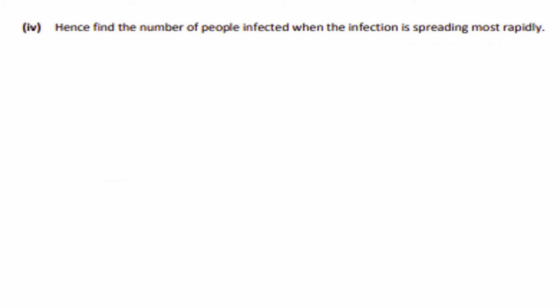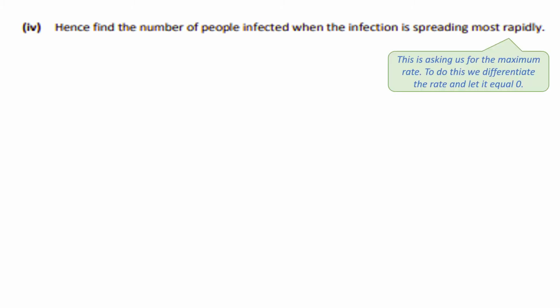Part 4, hence find the number of people infected when the infection is spreading most rapidly. This is a very, very tricky question. What they're asking us to do is to find where the rate itself is at a maximum. So we need to take the rate, differentiate it, and let it equal 0.